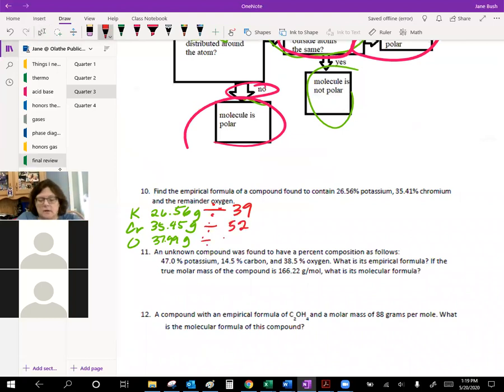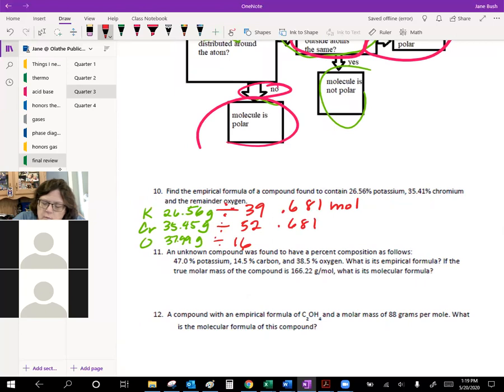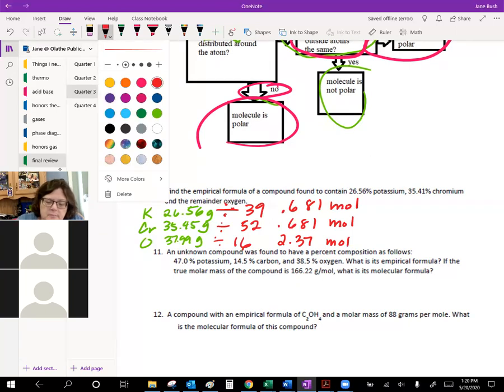So now we do the math. 26.56 potassium divided by 39 grams of potassium, 0.681 moles. 35.45 divided by 52 is 0.681 moles. Oh, that's good. 37.99 divided by 16 is 2.37 moles. Okay. So next step, divide by the smallest.